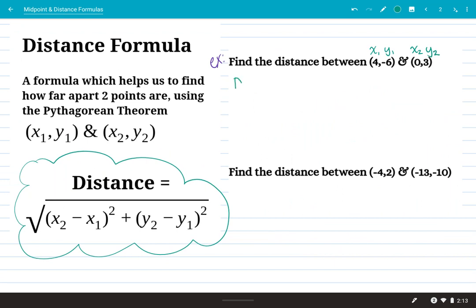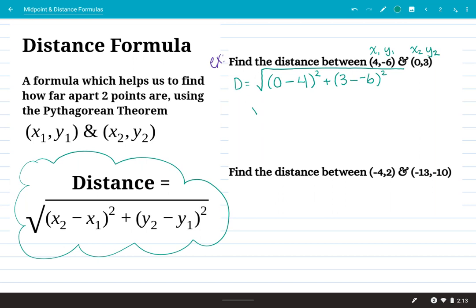Now this one is a little bit different because we're not going to start with x1. We're actually starting with x2. So we're taking our second x minus our first x and then square it, plus our second y minus our first y. Make sure you take it and then square it. I like to do each of the parentheses separately. It just makes it a little bit easier. And I'm just going to write it right under.